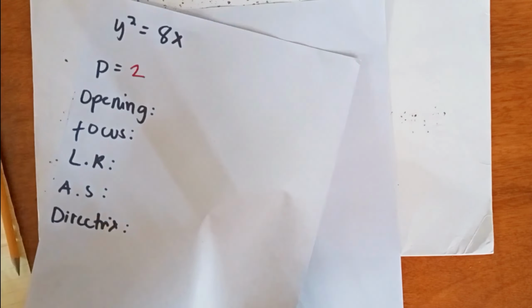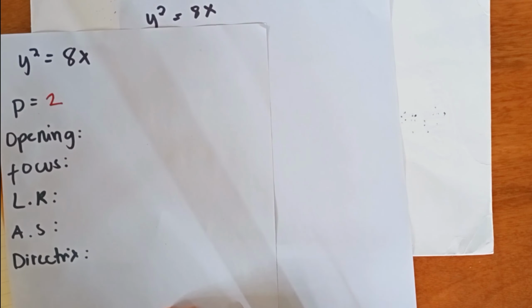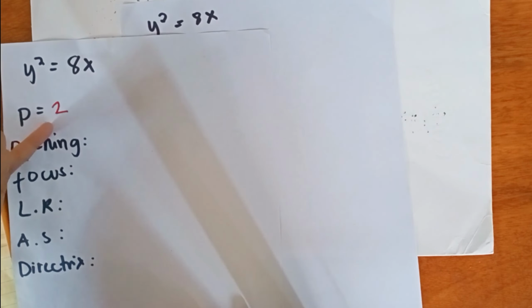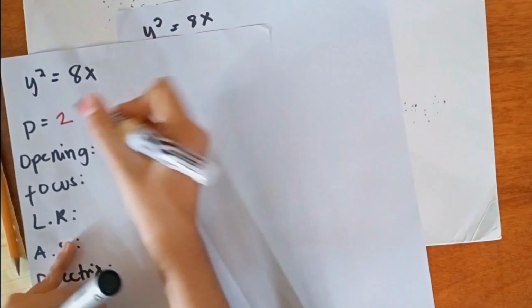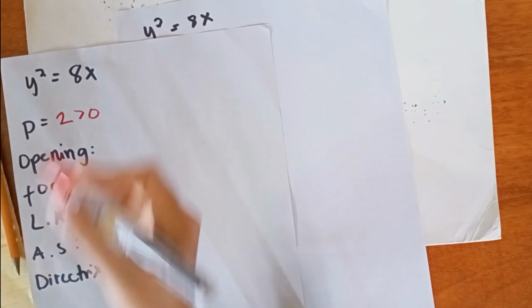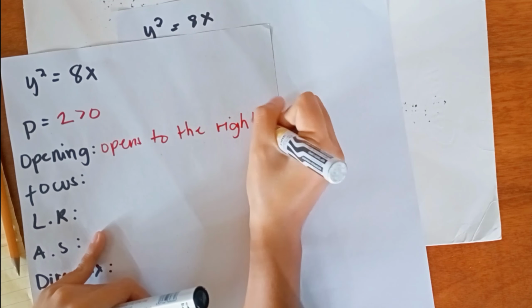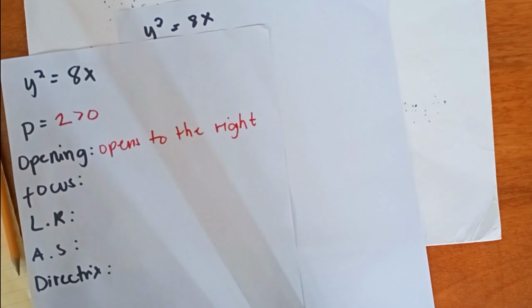Next, we find where it opens. Since our parabola is horizontal, we have to determine if it opens left or right. We said earlier that if p is less than 0, the parabola opens to the left, and if p is more than 0, the parabola opens to the right. Since p is 2, which is more than 0, our parabola opens to the right.